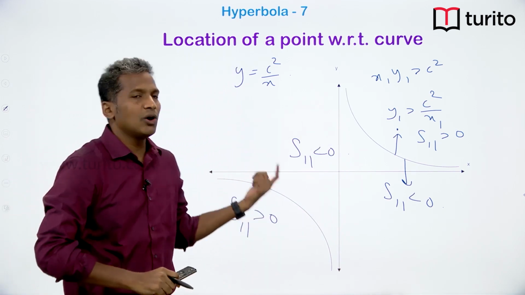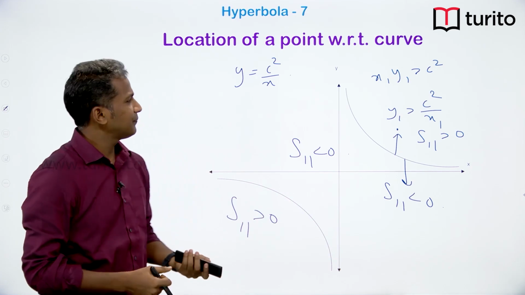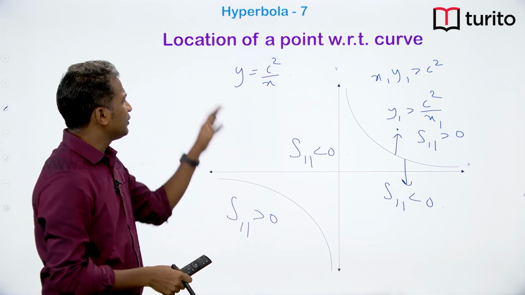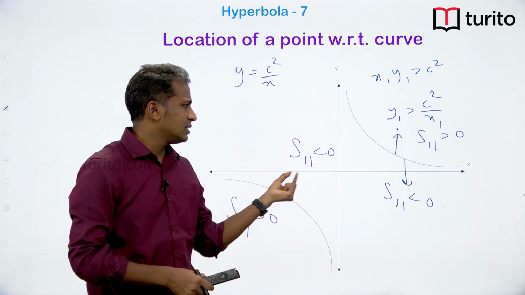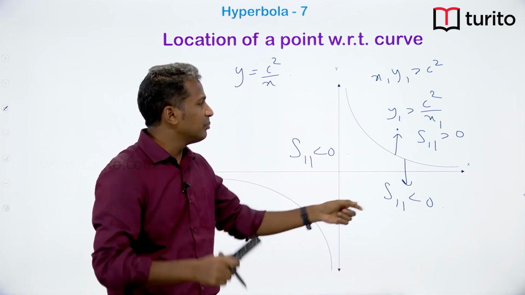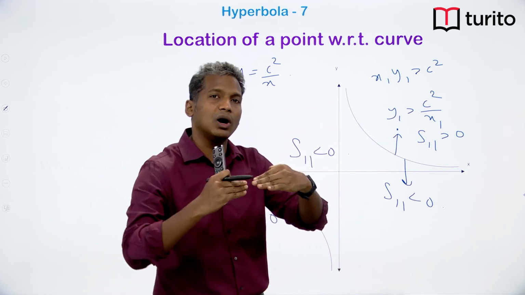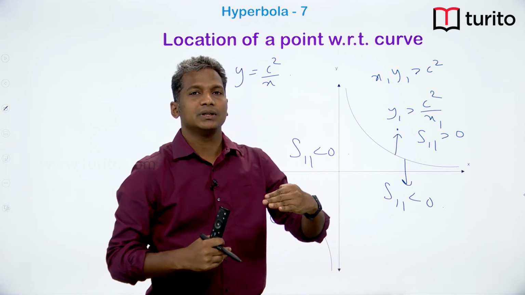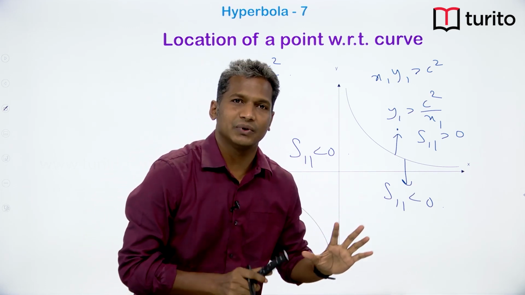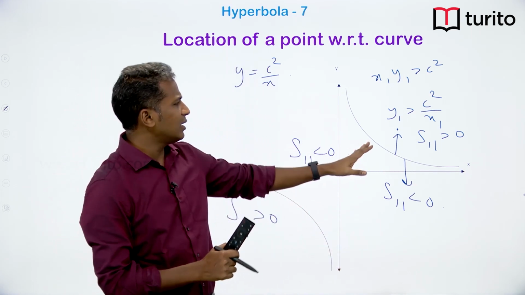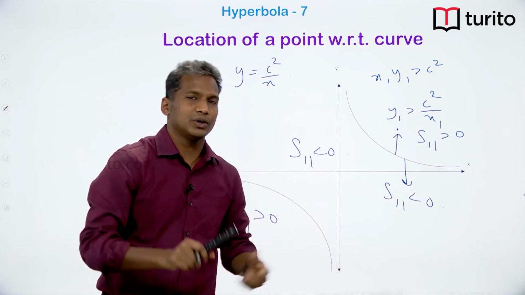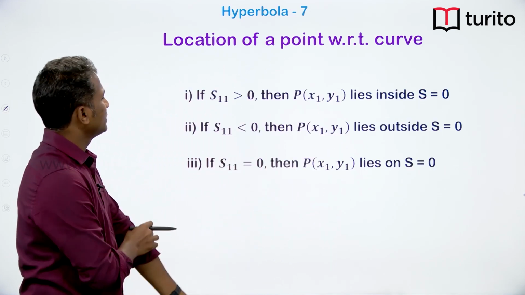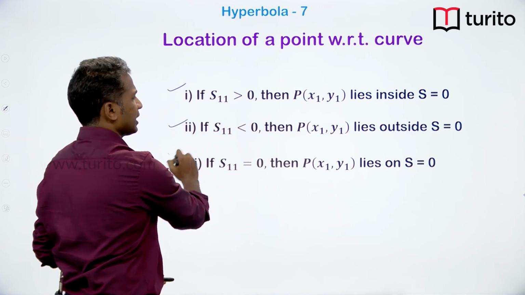Now if the point is on the curve, of course S11 will be 0. This is the idea. Even if you forget these rules, if you remember the idea of how we go above the curve and below the curve, then you can solve it easily. Okay. So remember the idea and after that you can do it on your own. Okay. Next. So this is what we have just derived.